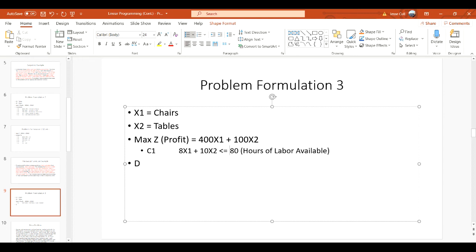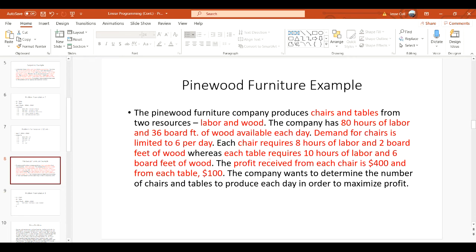To make a chair is 8 hours. To make a table is 10 hours. But we have less than or equal to 80 hours because that's our total amount of labor available. We also have our second constraint, which is very similar. We see here that we have 36 board feet of wood available each day.